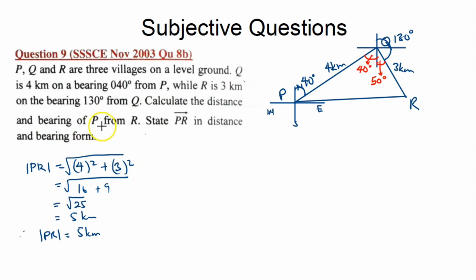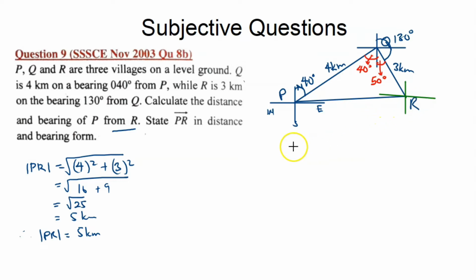The bearing of P from R. So it means we need to stand at the point R. And this is the location of point R. So we need to draw our cardinal point at R. Let me use a green marker for that. So drawing a cardinal point at R, then we have it as that.